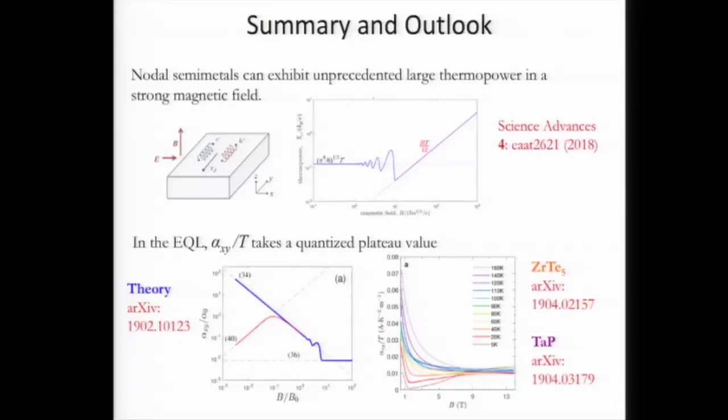And I'll refer you to the papers here. This is our theory paper, and there are two experimental papers on the arXiv that I mentioned, on zirconium telluride and tantalum phosphide. And I'll just stop there. Thank you.